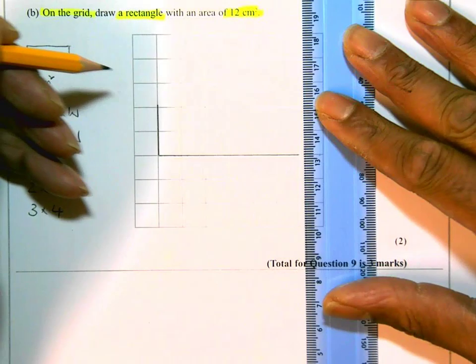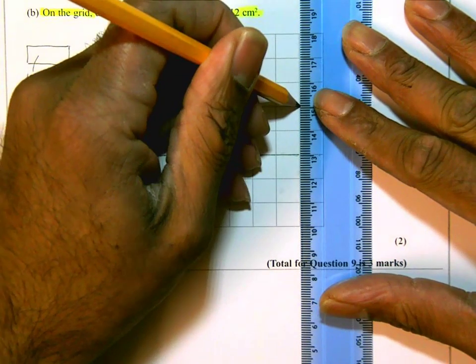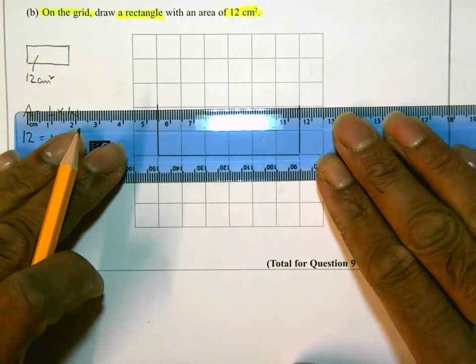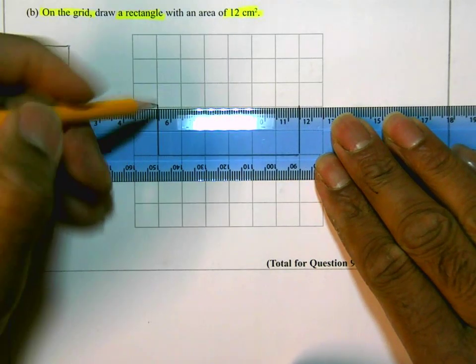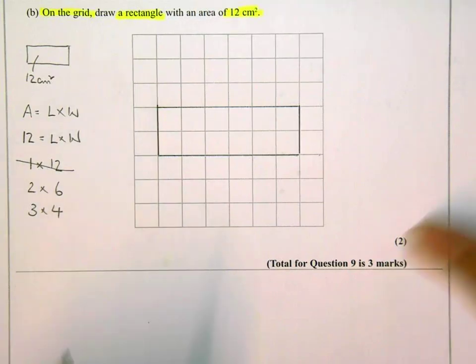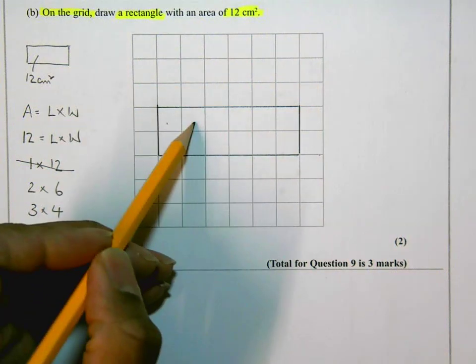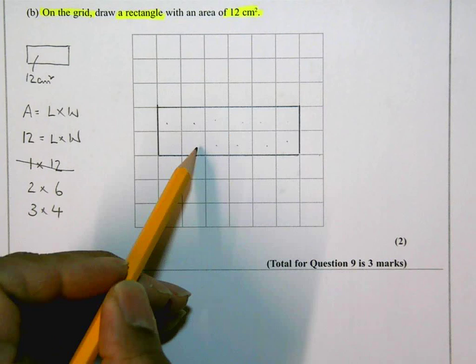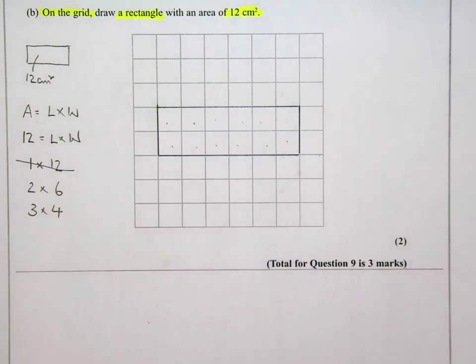No need to shade it afterwards. No need to do anything else. Just make sure at the end, count the number of squares in there. Make sure they're there. 12 of them. 1, 2, 3, 4, 5, 6, 7, 8, 9, 10, 11, 12. An easy 2 marks there. Well on your way. And make sure you get these.